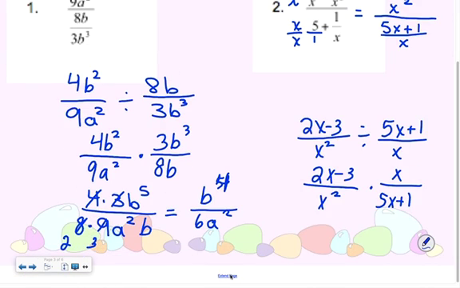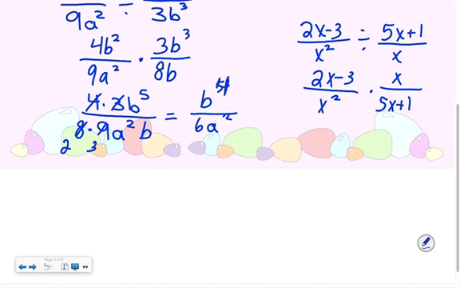Anything cancel? The x's, one of the x's, right? And we'll get 2x minus 3 over x times 5x plus 1. A common mistake, for whatever reason, is once we cancel out that x squared, we sometimes forget to slide it into the answer. Did you get it? Okay. So I want you to start the next one the same way. Find the LCD of the numerator. You're basically doing a section 6 problem in the top and a section 6 problem in the bottom.